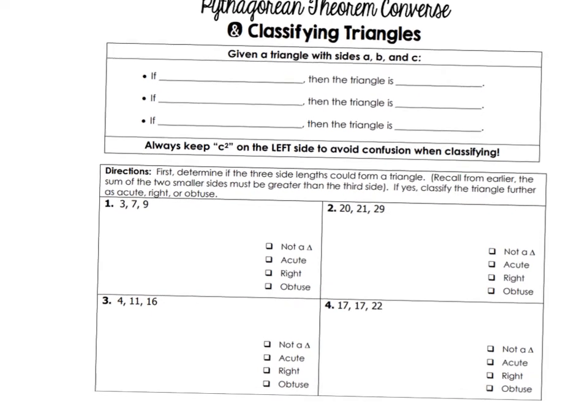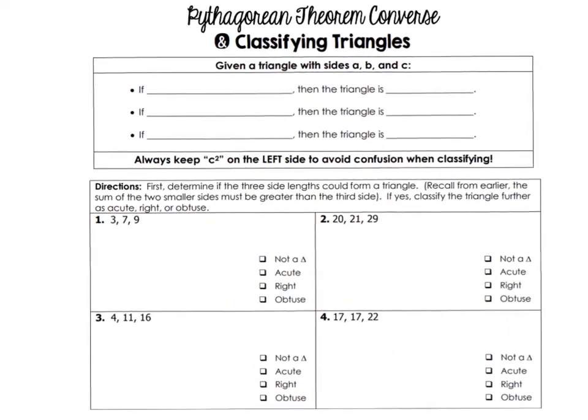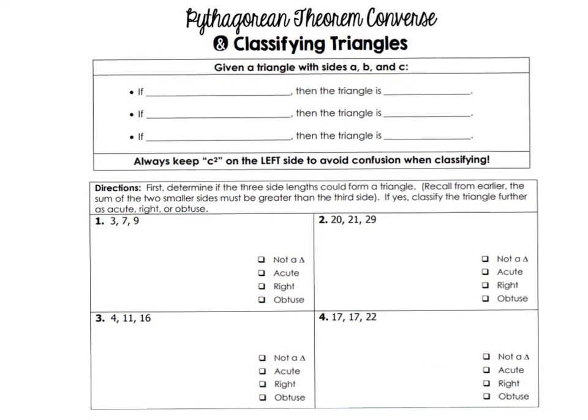All right, so the Pythagorean converse is going to help us identify what type of triangle we are dealing with. So we have our normal a squared plus b squared equals c squared. If the legs squared and added together is equal to the hypotenuse squared, then the triangle is a right triangle.